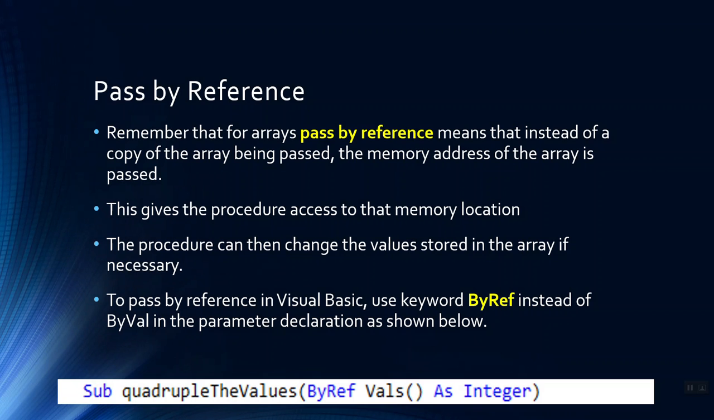The significance of this is that if that second procedure then changes any of the values stored in the array, because it is using and accessing the same memory as the calling procedure, the values will be changed in both the second procedure as well as the original procedure that called the second. This is due to the fact that they're really pointing to the same block of memory. So to pass by reference in Visual Basic, you should use the word ByRef.